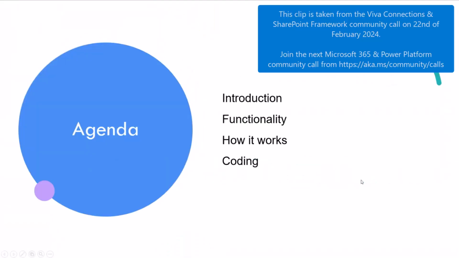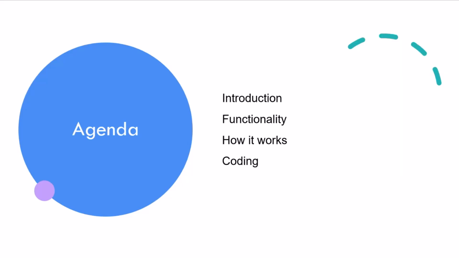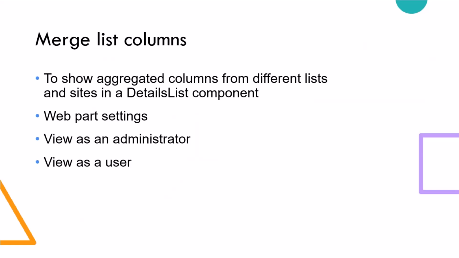In this presentation, the functionality of the merge list columns web part will be explained. This SPFx web part enables you to select some columns from different sites and lists. Then you can merge those selected columns and finally display the aggregated column in a Fluent UI detail list component. Meanwhile, users with full control access level can decide whether other users should have access to the settings of the web part or not.